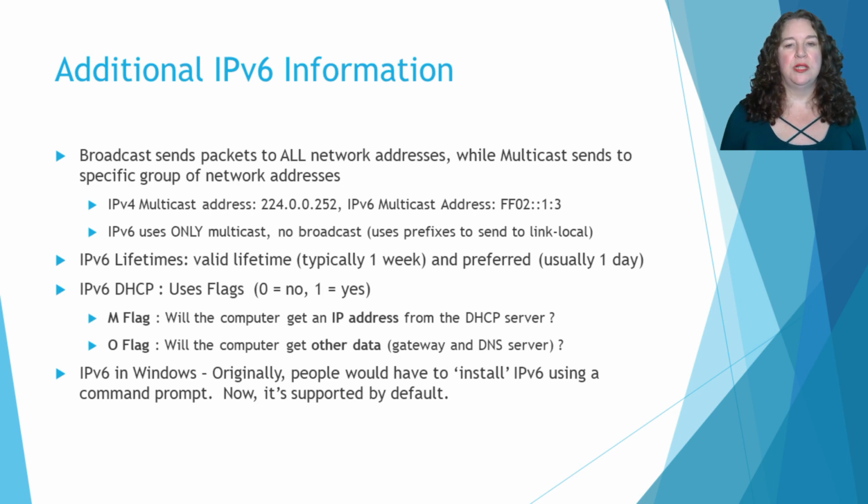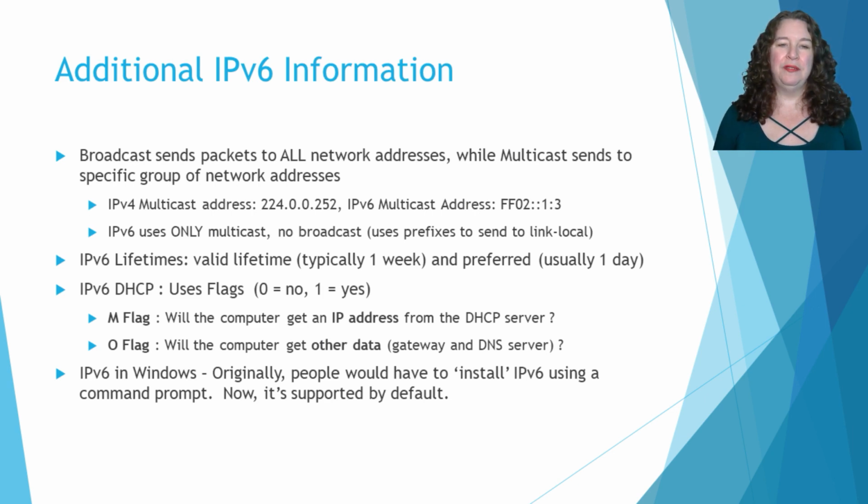The O flag, no or yes, is going to tell you whether the computer will get the other data. Who's the gateway? Who's the DNS server? Other pieces of information. If the O flag is 0, you won't get that information. If it's a 1, you will. So DHCP is going to use that M and that O flag to determine what pieces of information you need.